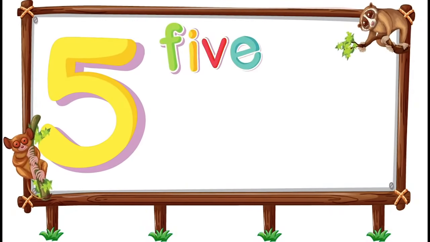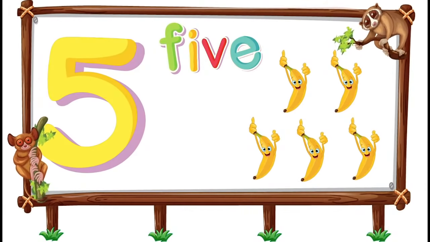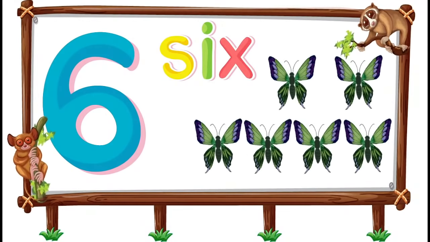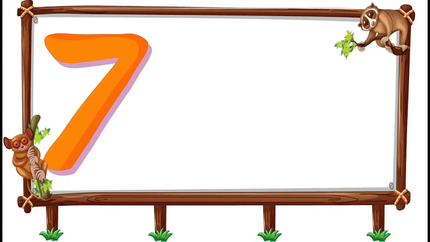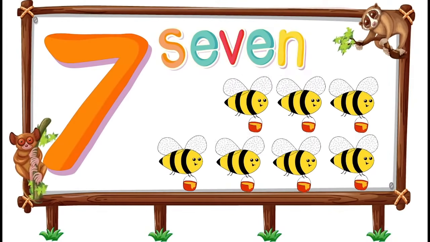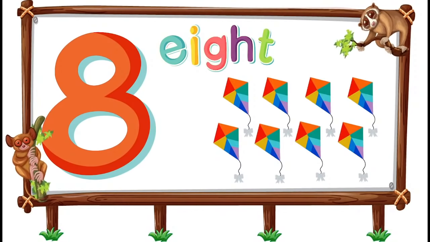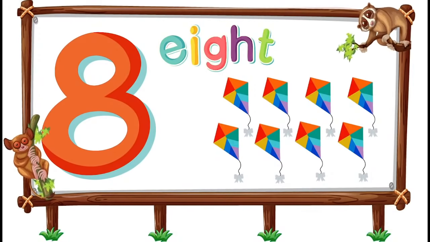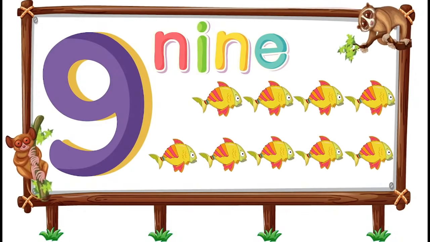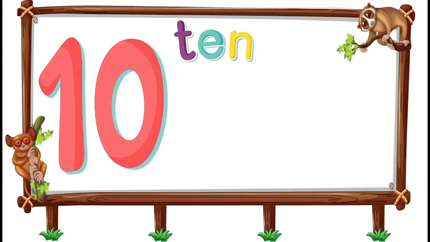5, 5 bananas. 6, 6 butterflies. 7, 7 honeybees. 8, 8 kites. 9, 9 fishes. 10, 10 cars.